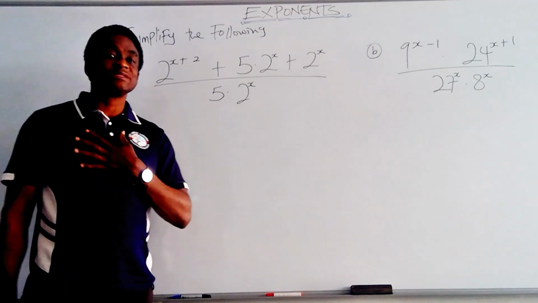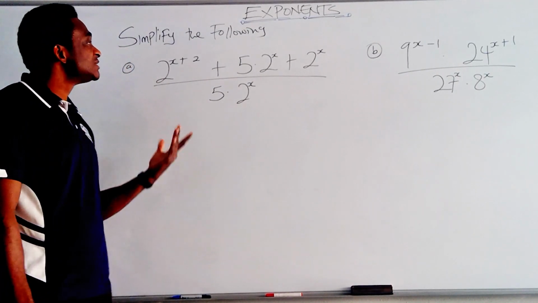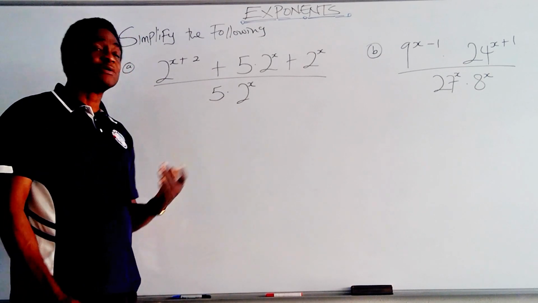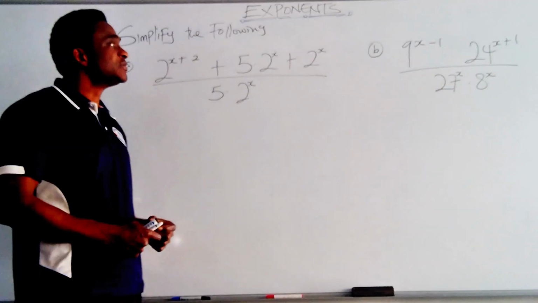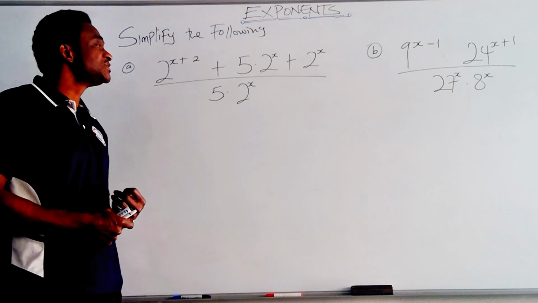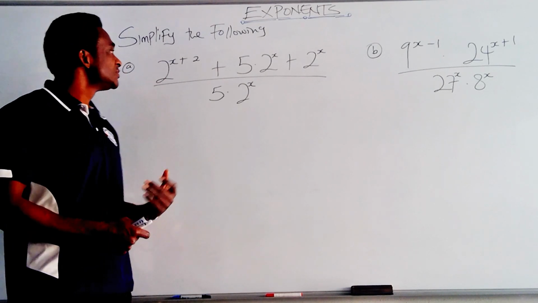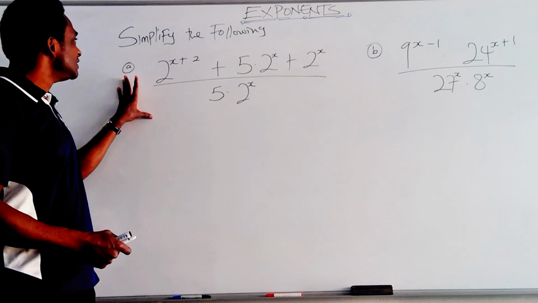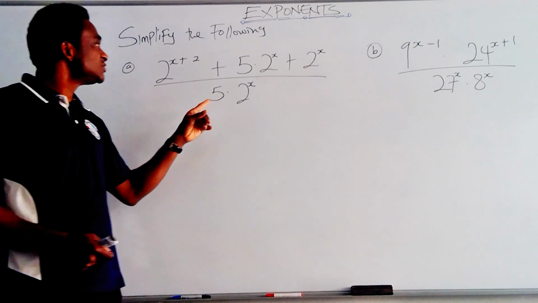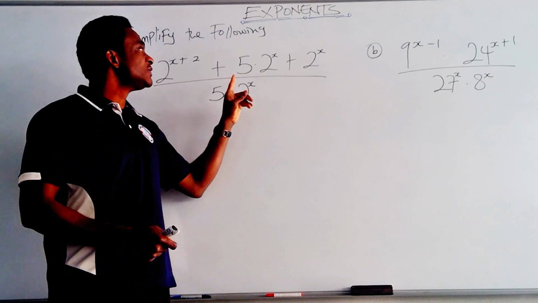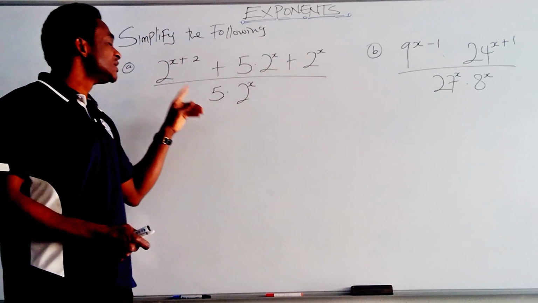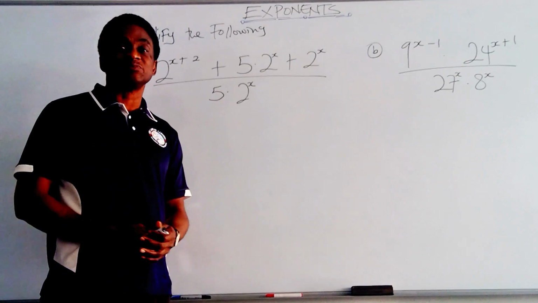Today we are going to look at exponents and how we can simplify exponential expressions. Here we are not just solving for the unknown variable, but we are going to simplify complex exponential expressions and reduce them to the simplest form. Now look at this. This is simplify the following. We are given 2^(x+2) + 5 times 2^x, all divided by 5 times 2^x.